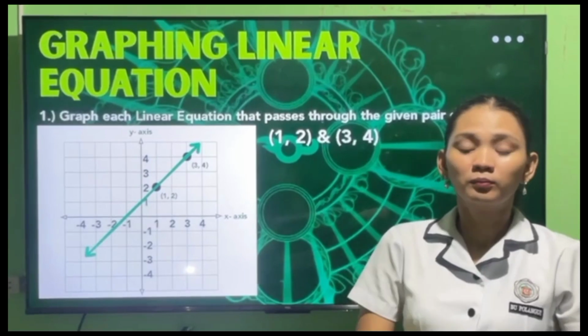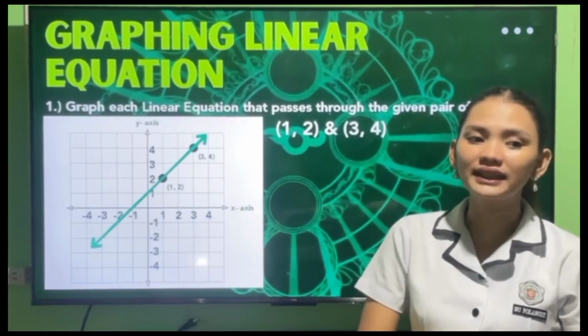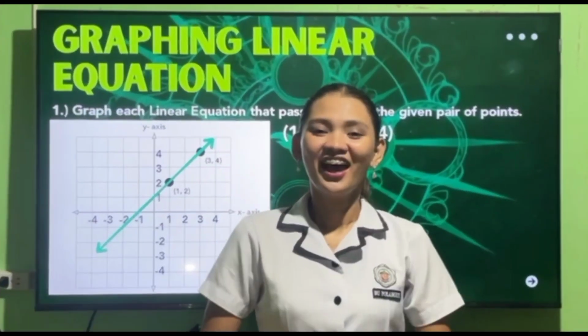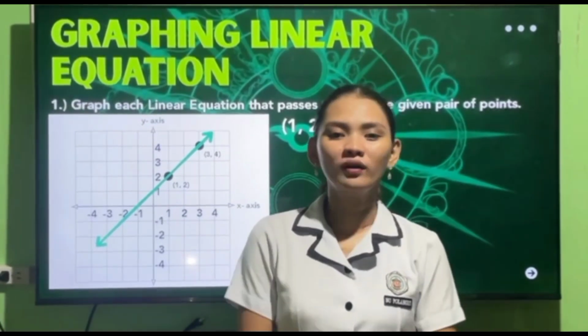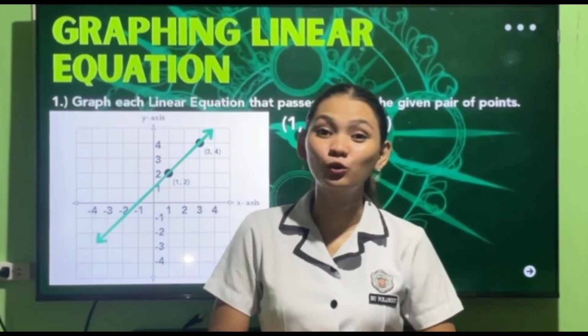Notice that the line moves upward from left to right. This means its slope is positive. And there you have it, mga kamatkada. We successfully graphed a line using just 2 points.